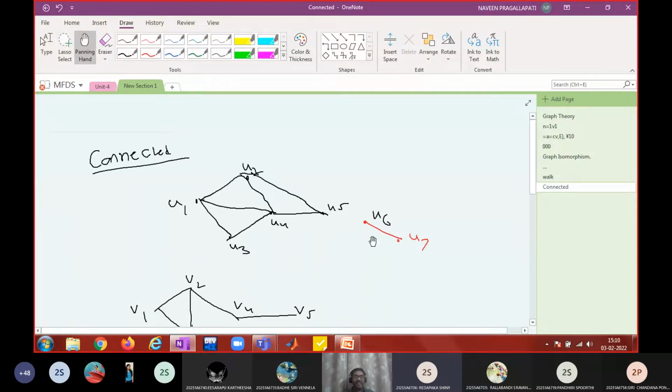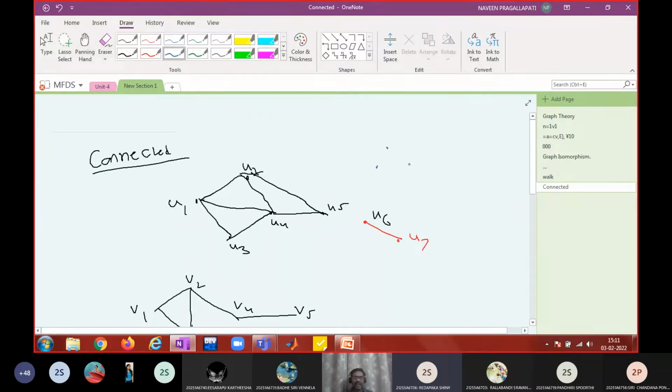My graph consists of 7 vertices. Is this connected or disconnected? It is disconnected because there is a pair of vertices which are not connected, but it has two components. Do you see? Each component is a connected graph. This is a connected graph, this is a connected graph. Is that right?